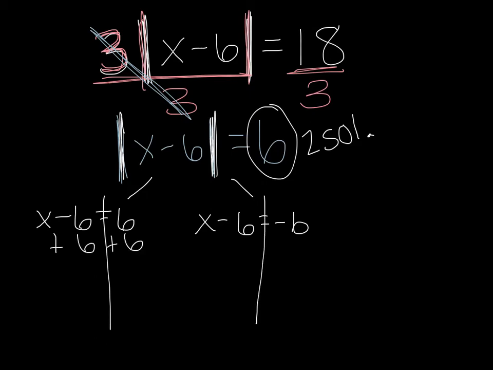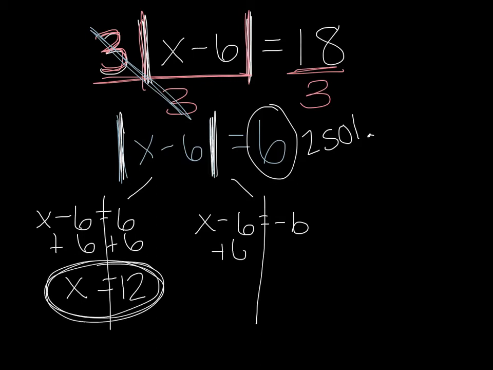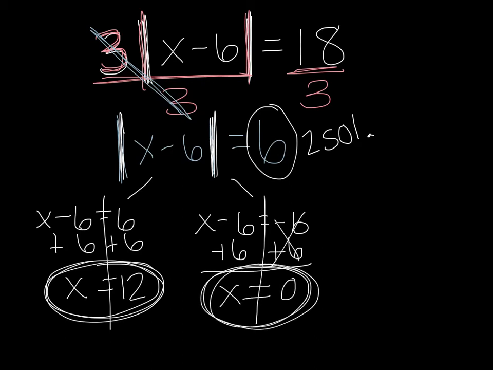Add 6 to each side. X is going to equal 12. That's our first answer. Add 6 to each side. Negative 6 plus 6 is 0. X equals 0. 0 and positive 12 would be my 2 answers.